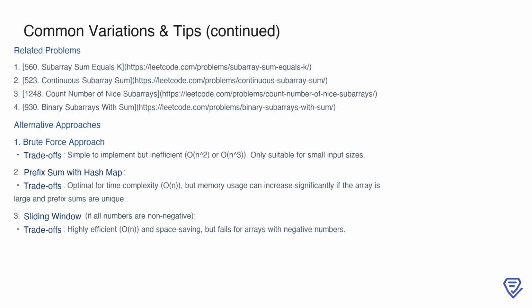However, this approach does require additional memory, which might become a concern for very large arrays if the prefix sums are unique. Finally, if all numbers in the array are non-negative, sliding window techniques can be highly efficient in space-saving, running in O(n), but they won't work if there are negative numbers in the array.